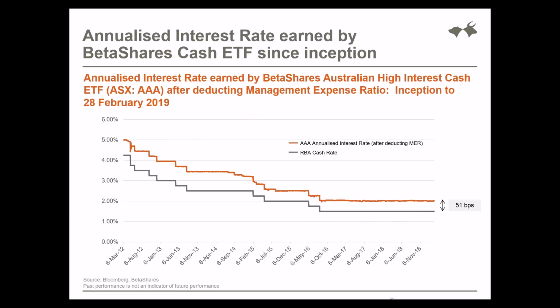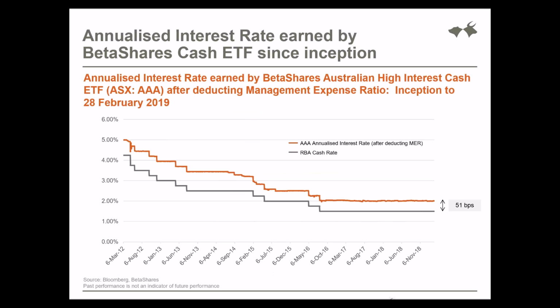So this is the historic returns on our AAA cash ETF, and as you can see, it's typically offered you a higher margin than what the RBA cash rate has been, and more recently it's been about 50 basis points more. And again, very, very stable returns.